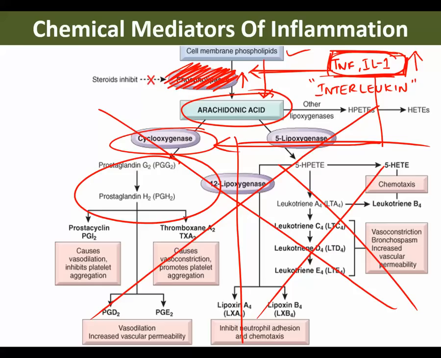So if you give a steroid, it will completely suppress the inflammation. So we call steroids, glucocorticoids, potent, powerful, strong anti-inflammatory drugs. Anti means opposite. Anti-inflammatory drug. Clear? Okay.